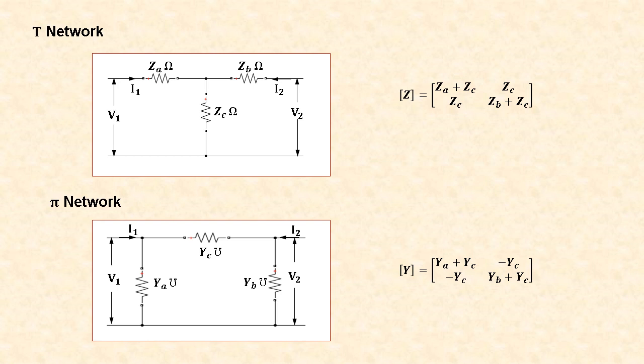Next is the pi network. Here the two-port network is in the form of pi. For this network, the Y parameters can be calculated directly as Y11 is equal to YA plus YC, Y12 and Y21 is equal to minus YC, and Y22 is equal to YB plus YC.